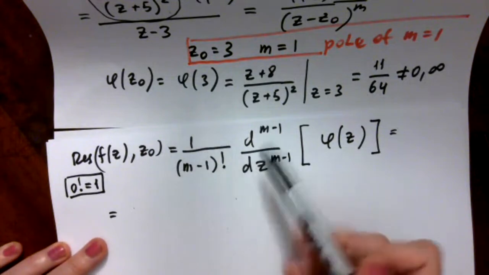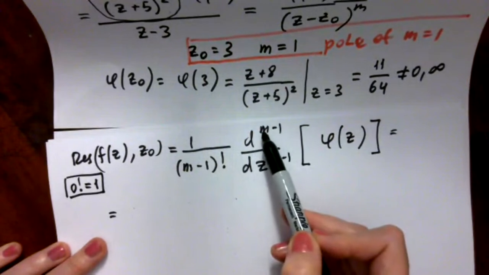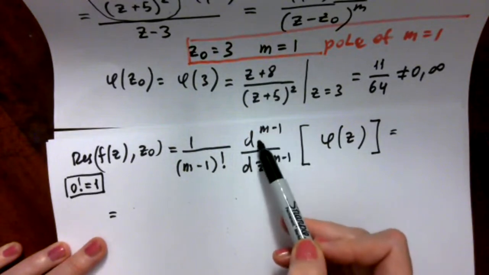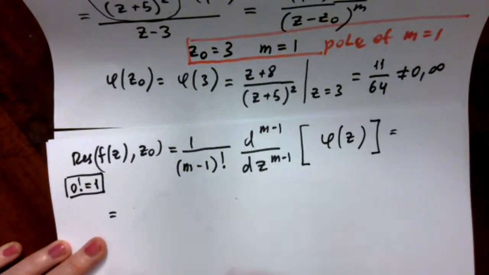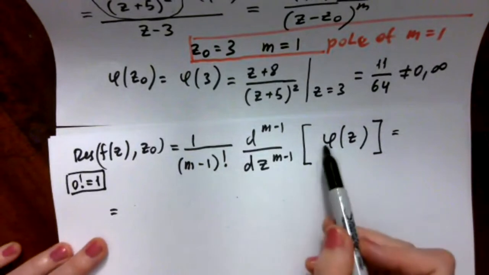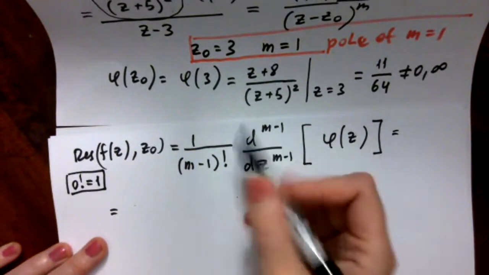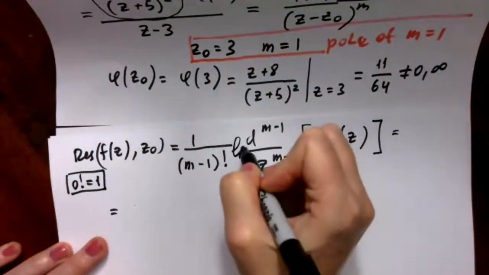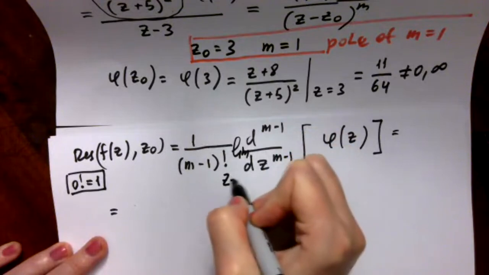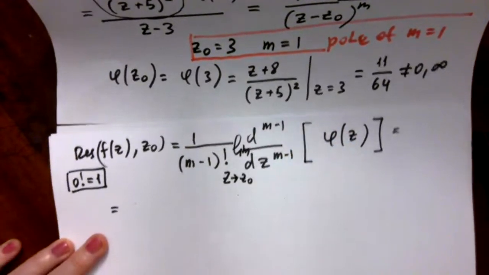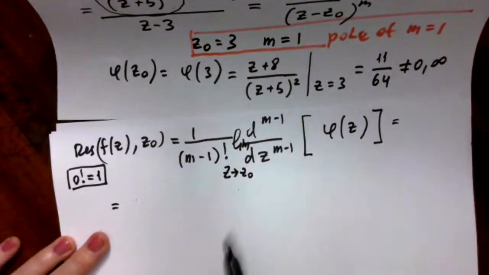What about the order of derivative? So m is equal to 1. It means that it will be 0. What is the derivative of order 0? It means no derivative at all. Oh, nice news. So all we need to do... Oh, I forgot to write the limit here. Too bad. Limit when z tends to z0. Sorry for this mess.